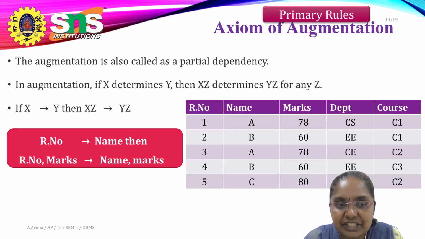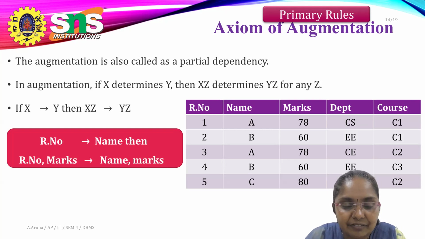The next thing is augmentation. Augmentation is nothing but a common attribute being added on both sides, both LHS as well as RHS, that is, both the determinant and the dependent. In augmentation, if X determines Y, then XZ also determines YZ. This type of relation we call augmentation. For example, roll number determines name. Then we can say roll number and marks determine name and marks. These are simple examples for augmentation.